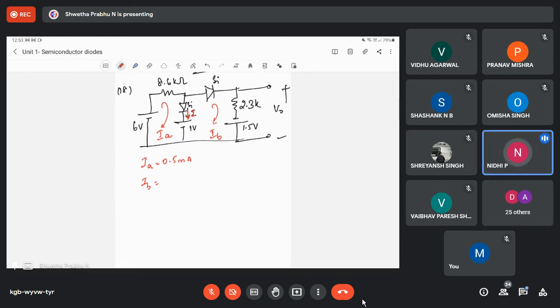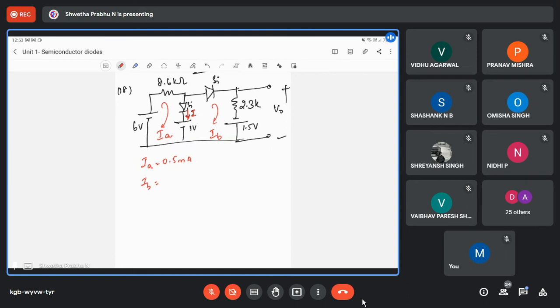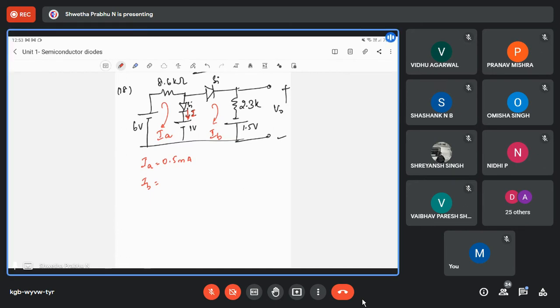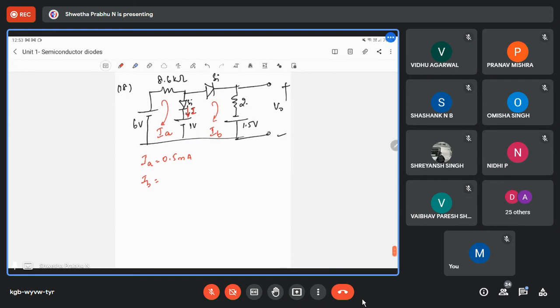IB is 0.34 milliamp, ma'am. No, please check once again. It's 0.34 only. Just a second. You are getting 0.34, is it? Okay, we'll do one thing. This is not 2.3. This is 2.5K. Make a correction. This resistance is 2.5K. Tell me the IB value.